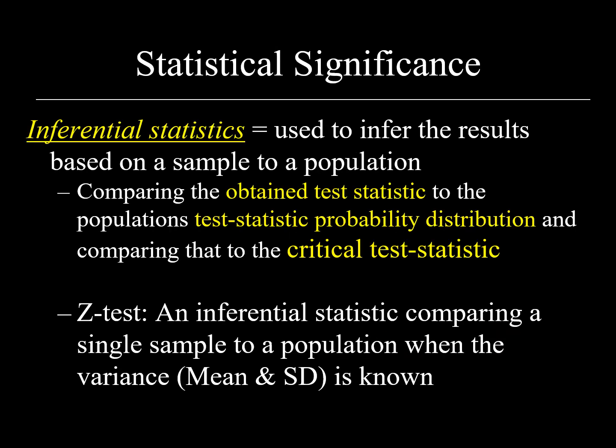And again, inferential statistics are used to infer the results based on a sample to a population. We compare the obtained test statistic to a population's test statistic probability distribution and look to see if the obtained test statistic is higher than the critical test value. A z-test is an inferential statistic comparing a single sample to a population when the variance of the population, mean and standard deviation, is known, and our sample is above 30.